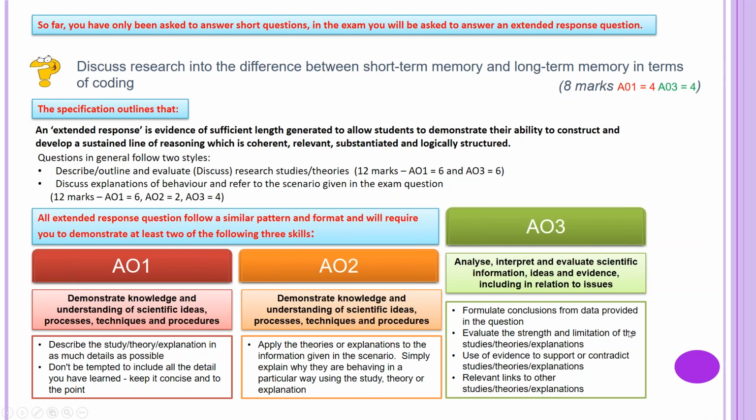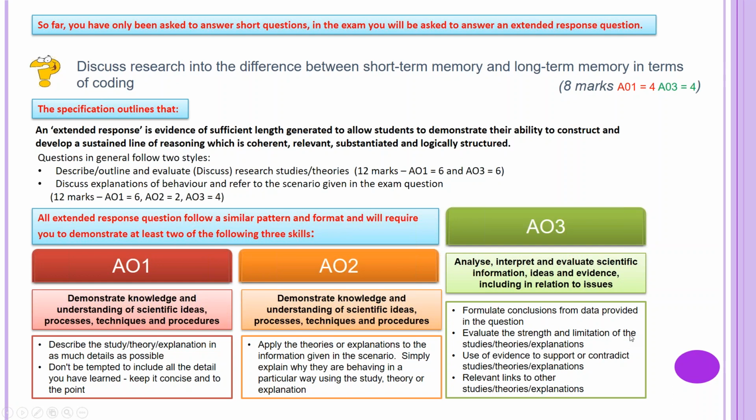The specification outlines that an extended response is evidence of sufficient length generated to allow students to demonstrate their ability to construct and develop a sustained line of reasoning, which is coherent, relevant, substantiated, and logically structured. Questions in general follow 2 styles: describe or outline and evaluate; discuss research studies, for 12 marks; discuss explanations of behavior and refer to the scenario given in the exam.